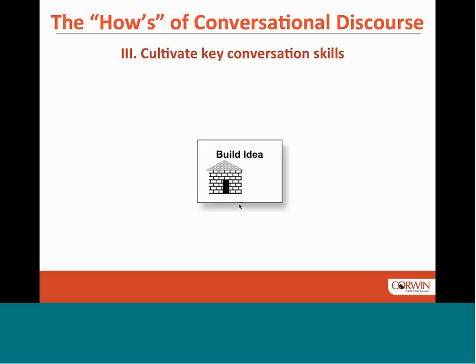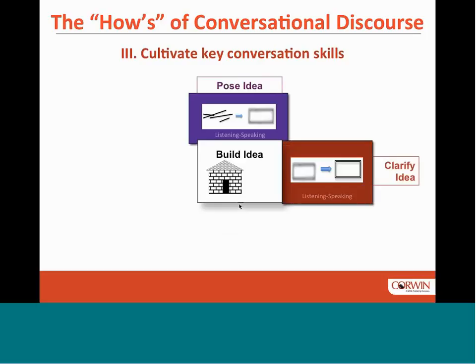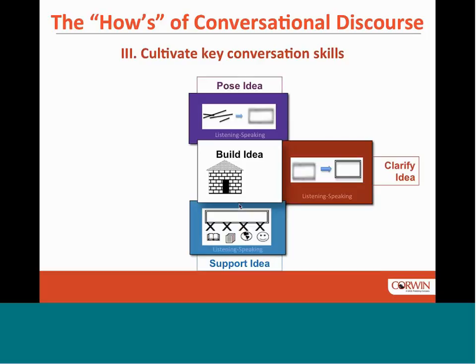Now, speaking of skills, the third how is cultivating conversation skills. There are many skills, and I tend to focus on 4 biggies that help students to build one or more ideas as shown in the center of this slide. First, students need to be able to pose a good idea that's worth talking about. Second, they need to be able to clarify ideas, get on the same page, etc., as I mentioned in the previous slide. Third, they need to support ideas.